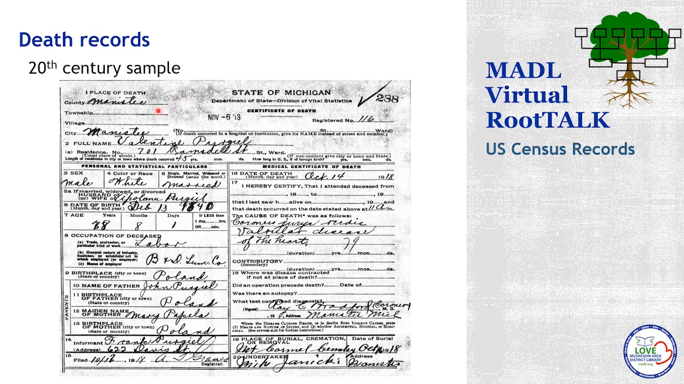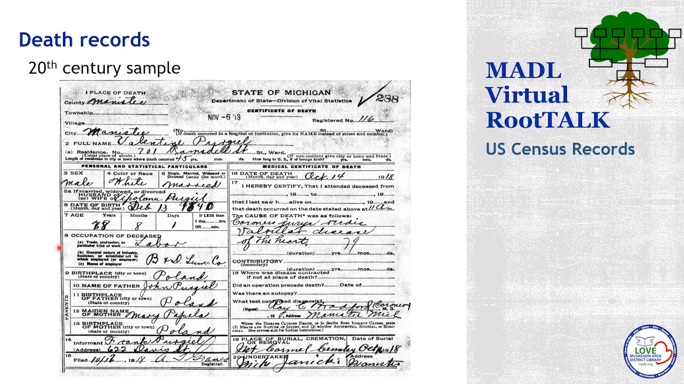We get the county is Manistee, the local community is the city of Manistee, the full name of the deceased is Alison Purgiel. We get the address of where they were living, 701 Ramsdale Street, and we get the length of residence in the city or town where the death occurred, 45 years. Over here, we found that he's a male, he was white, he was married. The name of his spouse was Apollonia Purgiel. We have a date of birth of what I think is February 13th, 1840. It could be December. I'd have to check my family records to be sure, but I think it's February, but I could be wrong about that. I think it's February 13th, 1840, and he's 78 years, 8 months, and 1 day old.